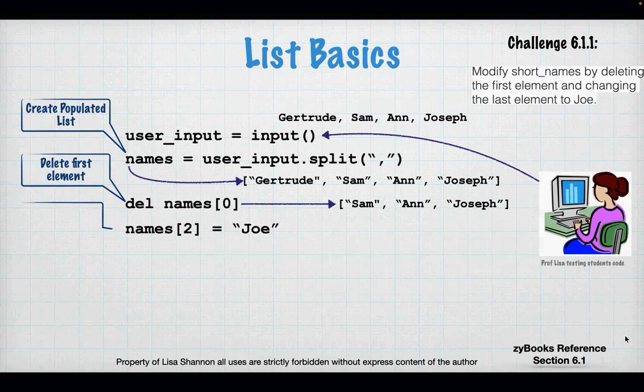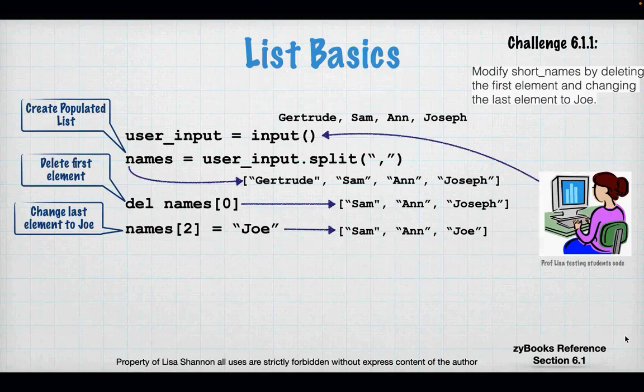So then it says, okay, we want to change the last element to Joe. And so that's all we do. We just assign names of 2, because that's the last element, equal to Joe, and it changes. So 6.1.1 is just a very quick challenge that shows you how to manipulate a list.